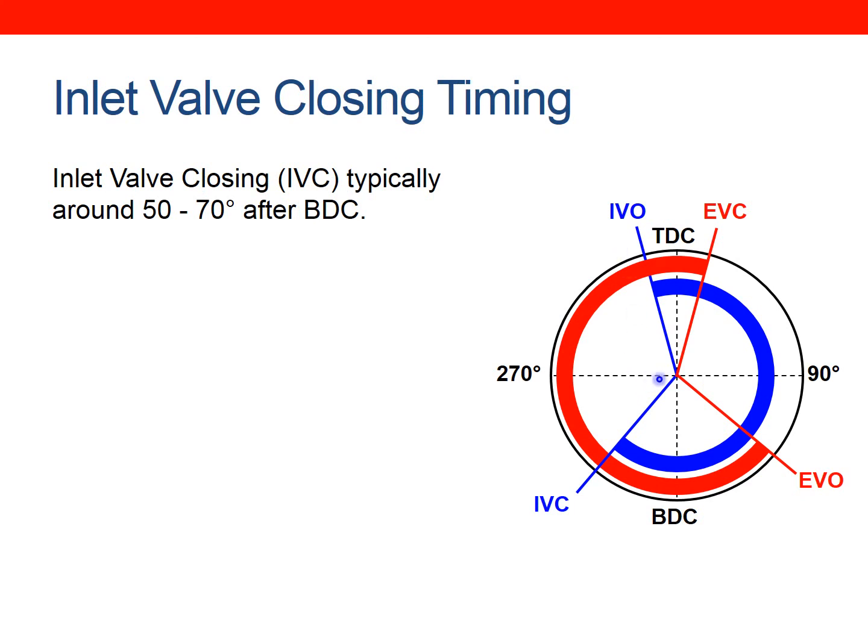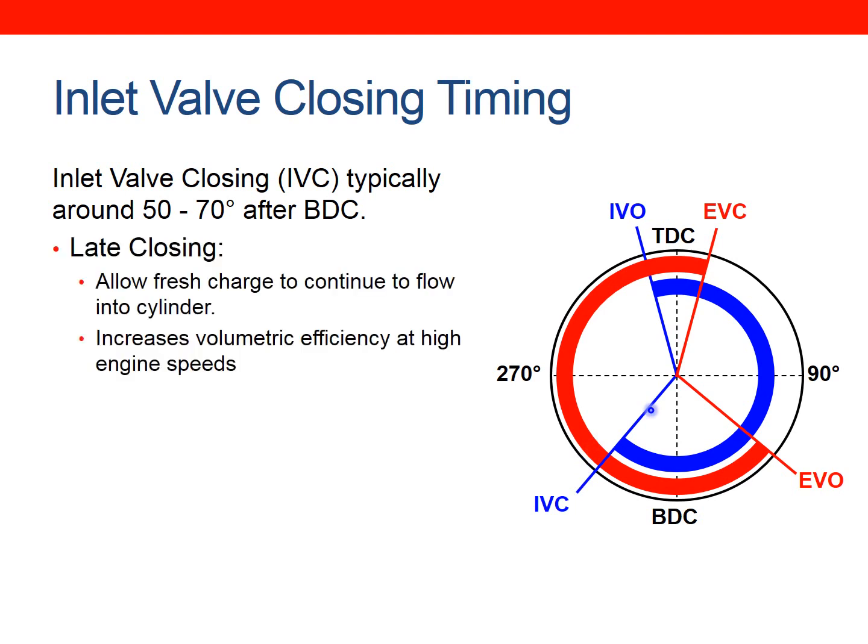So the inlet valve closing: we've opened it for the induction stroke, and now we close it. This is typically between 50 and 70 degrees after bottom dead centre. The reason you want this closed as late as possible is to allow fresh charge to continue to flow into the cylinder. You might think, how is flow still flowing into the cylinder? Again, think back to the flow in the intake runner having inertia. Once it starts flowing, it's got that momentum.